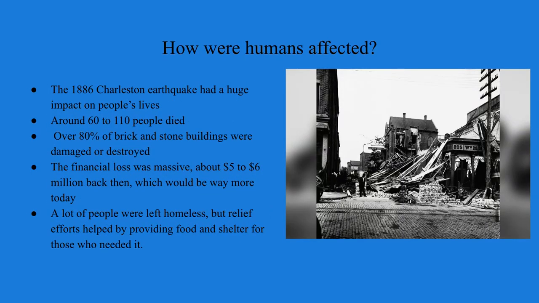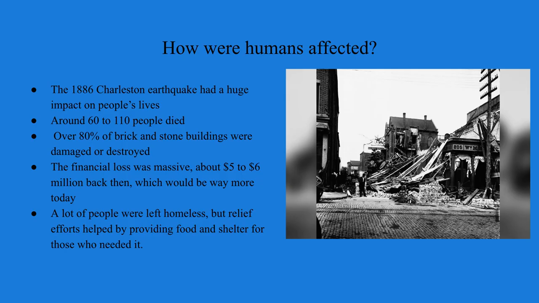The 1886 Charleston earthquake had a huge impact on people's lives. Around 6,210 people died. Over 80% of brick and stone buildings were damaged or destroyed. The financial loss was massive, about $5 to $6 million back then, which would be way more than today. A lot of people were left homeless, but relief efforts helped by providing food and shelter for those who needed it.